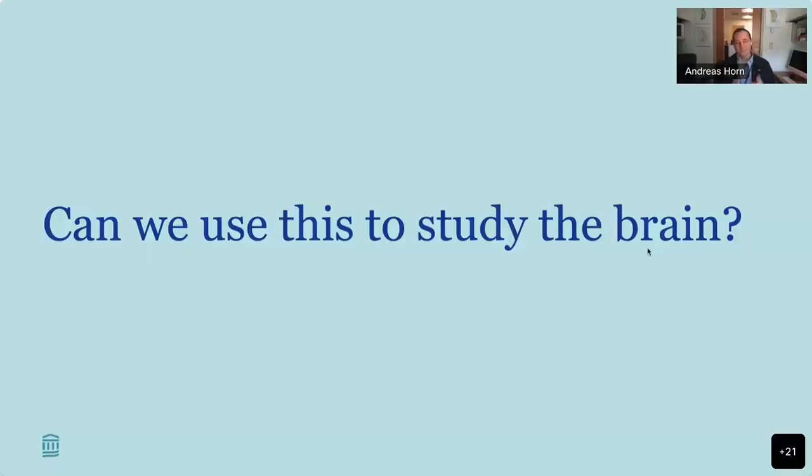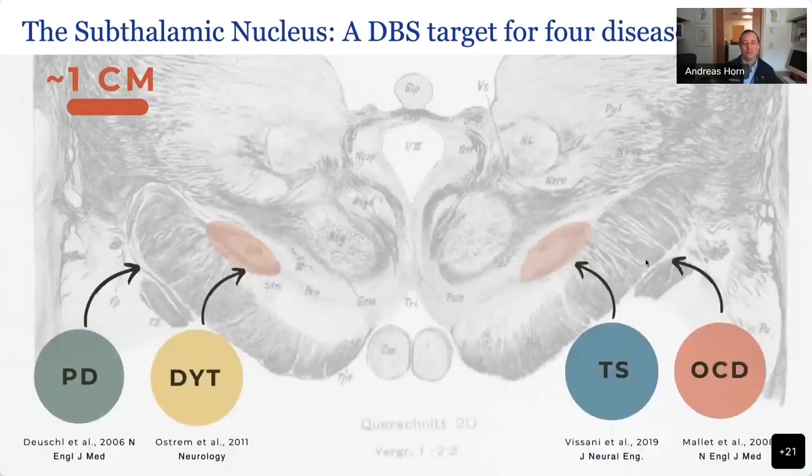So maybe you believe now, or I could convince you, that this could be helpful for clinical practice to help improve deep brain stimulation. But I think this crowd is more interested in, can we use this also to study the brain? Can we now look at this from a more neuroscientific angle rather than a clinical one? And I want to go back to the hits of this small nucleus in the brain that we mostly target in deep brain stimulation. It's called the subthalamic nucleus. It's a centimeter long.